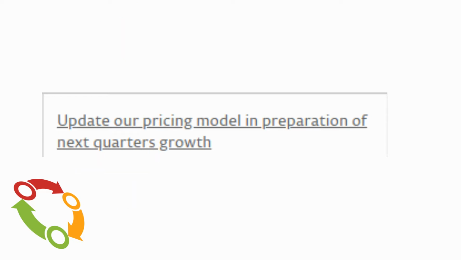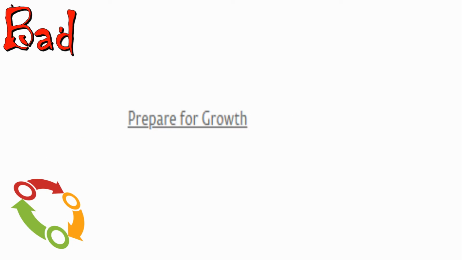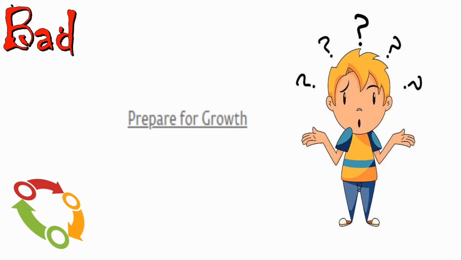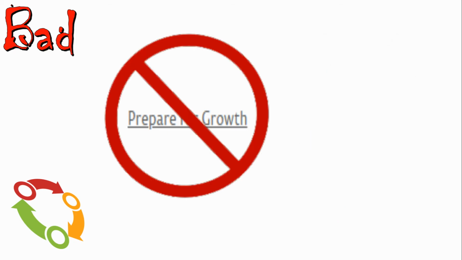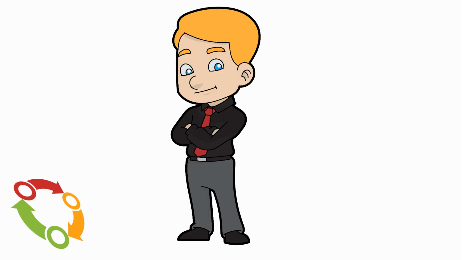Now, let's try writing it poorly. Ooh, yeah, that's pretty poor. Prepare for growth. Well, we have an action, but what are we preparing for? What's happening? And where's the timeline? This kind of objective can throw off the entire team. Now your team is out buying larger pants to prepare for personal growth.